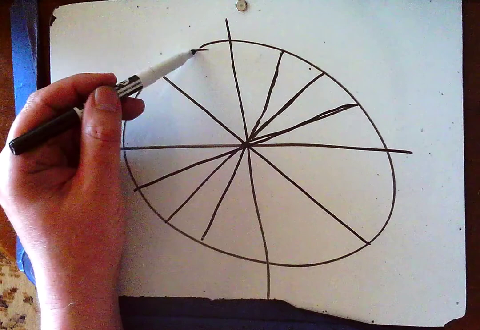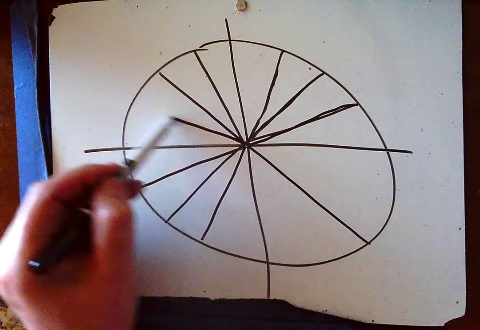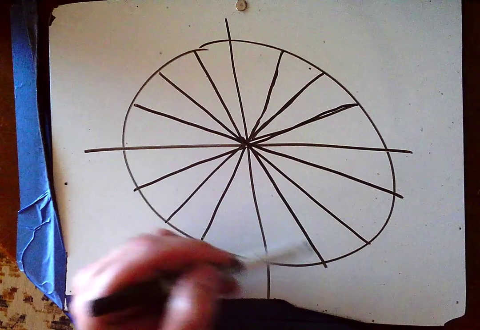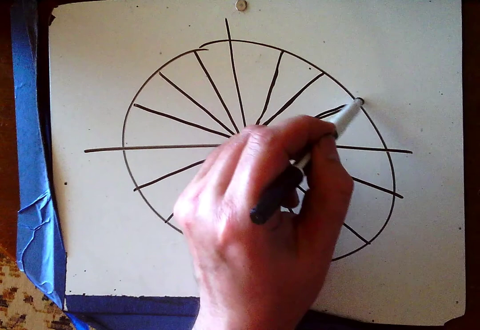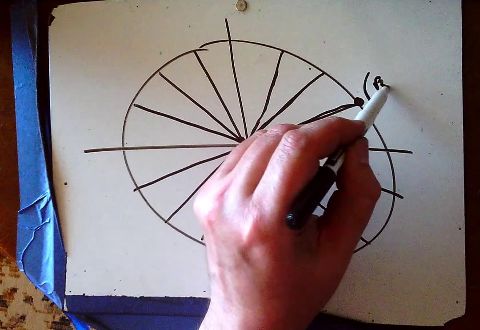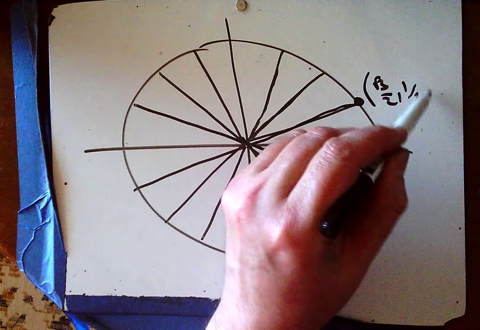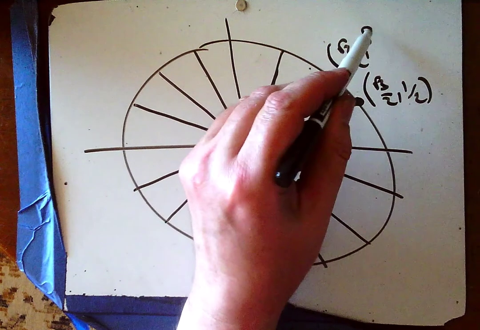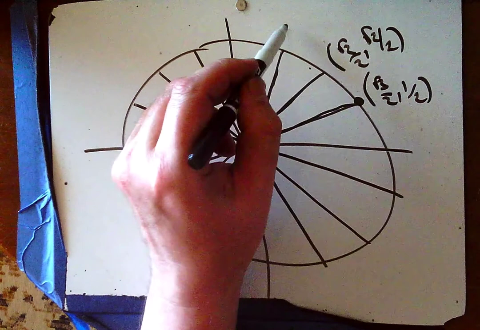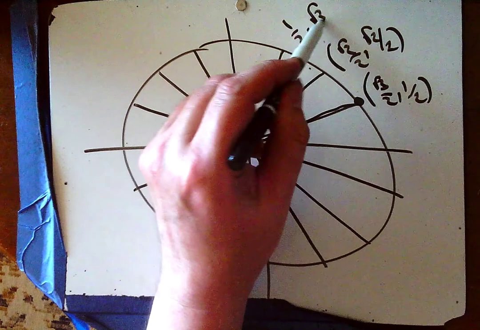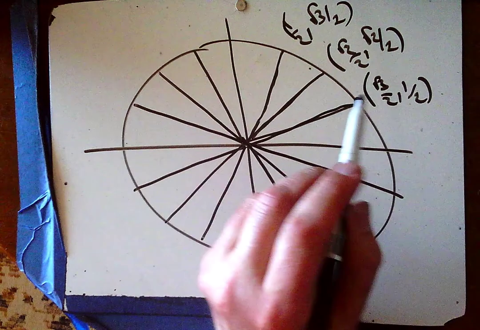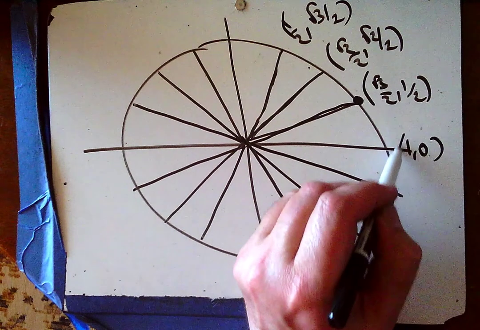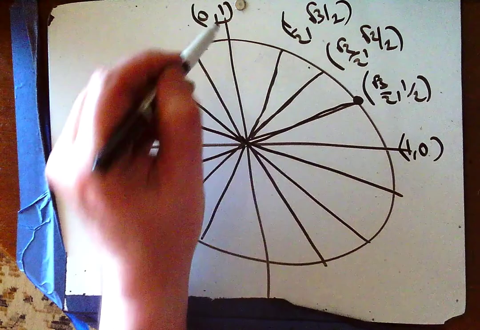Let's just quickly review to make sure that in the last few months you haven't all forgotten your unit circle values. Okay? So over here we have root 3 over 2, 1/2. And over here we have root 2 over 2, root 2 over 2. And here we have 1/2, root 3 over 2. Remember that this is 0, 1, and this is 1, 0.